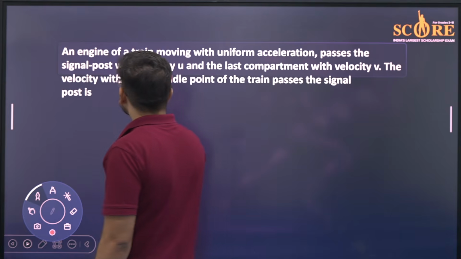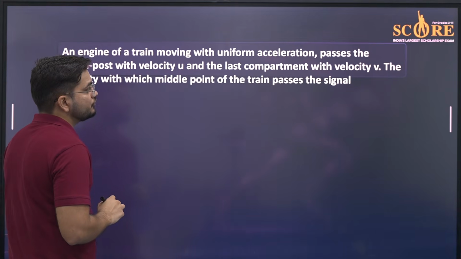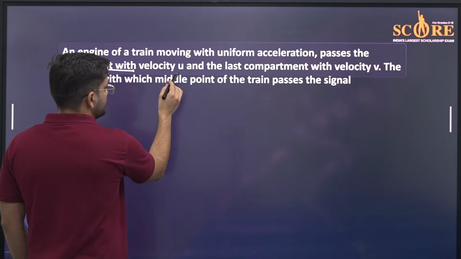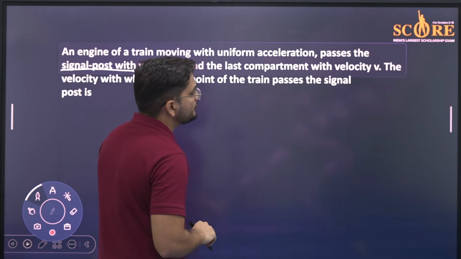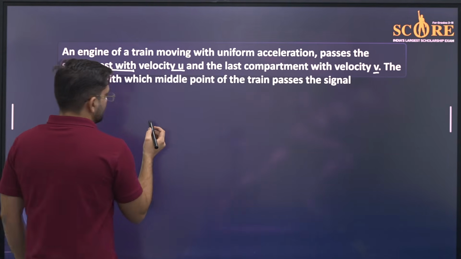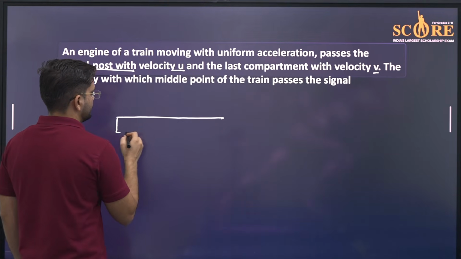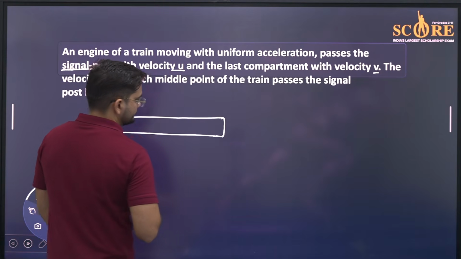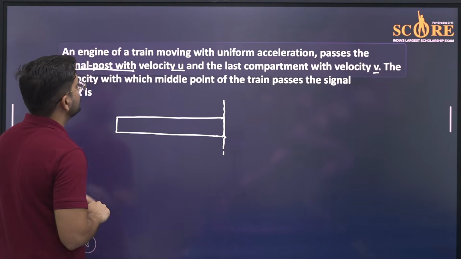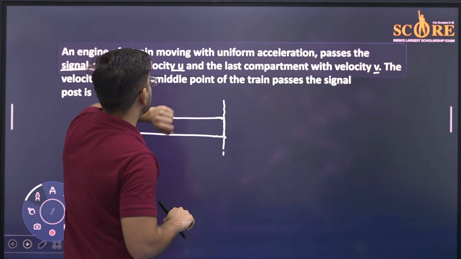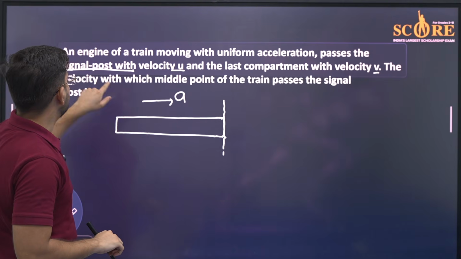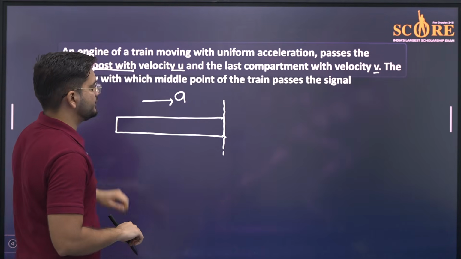So the first application, or the problem of motion with constant acceleration. What is the problem? Engine of a train moving with uniform acceleration passes a signal post with velocity u and the last compartment with velocity v. If we consider it is a train, and the signal post, acceleration is uniform. Let's consider it is a, and it passes the signal post with speed u.